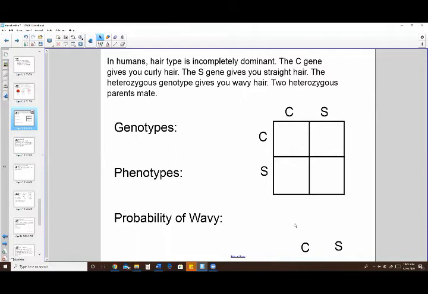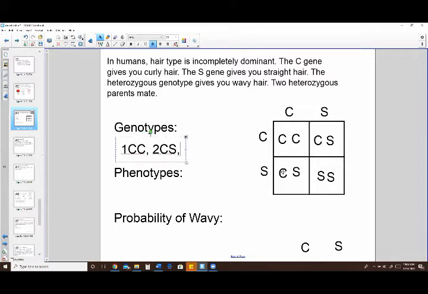If we do the square here, for the first box we're going to get CC. For the second box, we're going to get CS. For the third box, we're going to have CS. And the fourth box, we're going to have SS. So for the genotypes, you're going to write the genotypes that you have in the square and the number you have of each. I have one CC combination, I have two of the CS's, so two heterozygotes, and I have one of the SS combination.